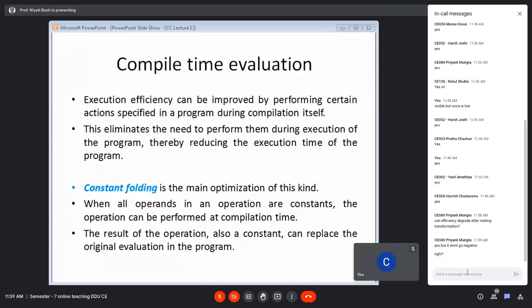Not negative, right? But we will not have a huge benefit out of it. See, all the steps that we do will affect the performance, because every time you do a certain task upon your code.